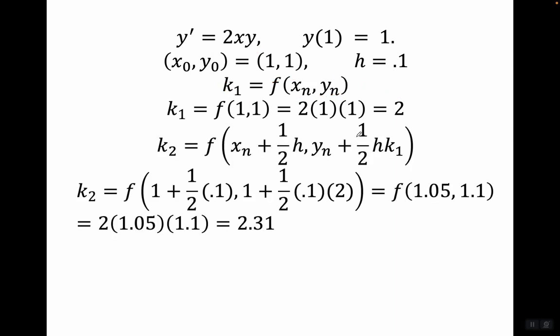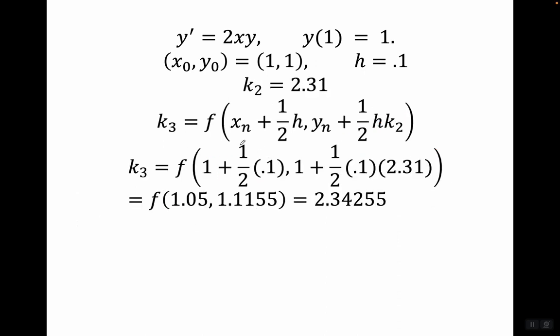Okay, that's k1. k2 is f of x sub n plus 1/2 h, y sub n plus 1/2 h k1. In other words, it's going to be f of x0 plus 1/2 h, h in this case is 0.1, that's our step size, y sub 0, that's 1, plus 1/2 h k1. k1 we already found a moment ago was 2, so we're going to plug that in. Okay, so that's our k2. This simplifies to f of 1.05, 1.1. In other words, 2 times 1.05 times 1.1, or 2.31.